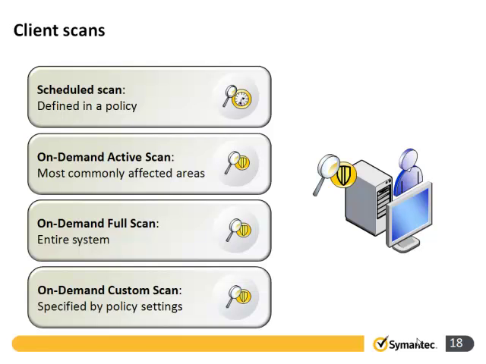We can set up certain client scans. We can choose a scheduled scan, which is defined in the policy. We can use on-demand active scans, which is checking certain commonly affected areas. We can do an on-demand full scan, which will do the entire system and can take quite a while. And we can do on-demand custom scans, which are specified again by the policy settings.